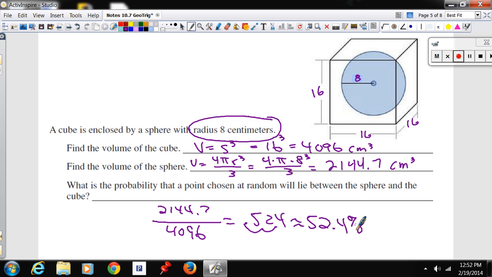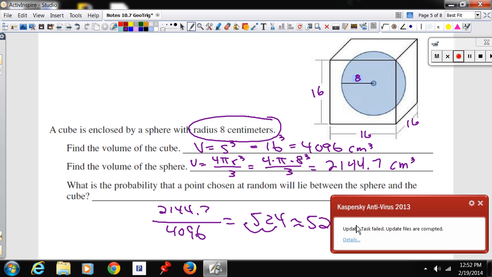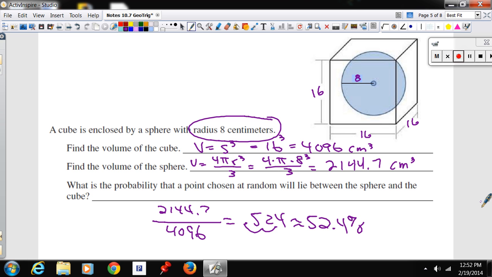Is that the one I want? That's fine. Yeah, that's landing in the sphere. What is it asking me? What's the probability that would be between the sphere and the cube? So what do I need to do to that 52.4%? Subtract it from 100. Exactly. Yep. 100 minus 52.4. You get 47.6% chance.